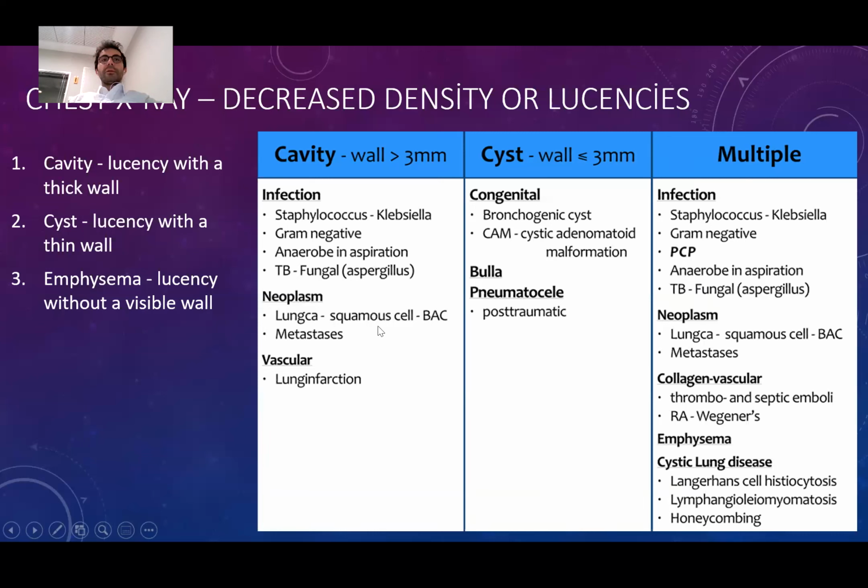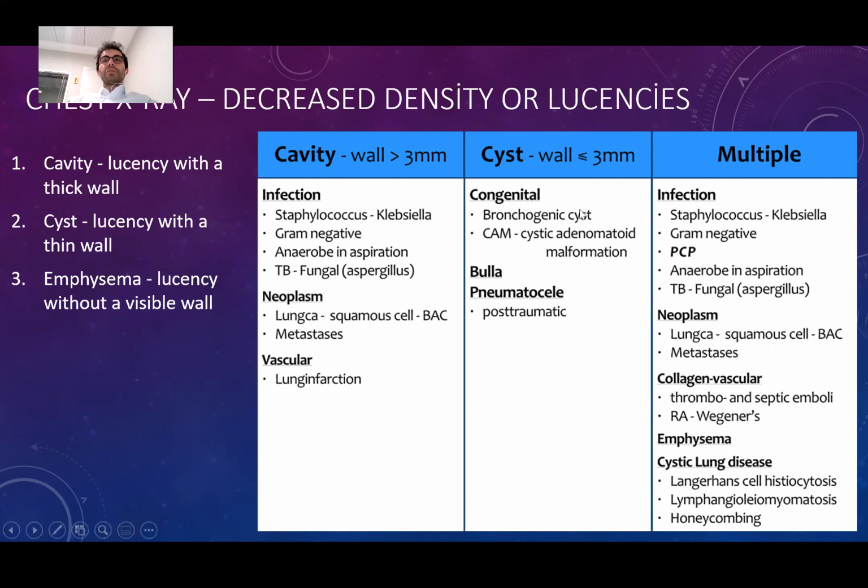I will not ask this, don't worry, but always remember that for cavities you should think of pneumonia and sometimes mass. When you see a lucency with a wall in chest X-ray, it is almost always a cavity, because cysts have very thin walls, smaller than 3 millimeters, and are very hard to see on chest X-ray. So when you see something with a thin wall, do not think of it as a cyst, but more of a cavity first. When you see the wall, it's usually a cavity.